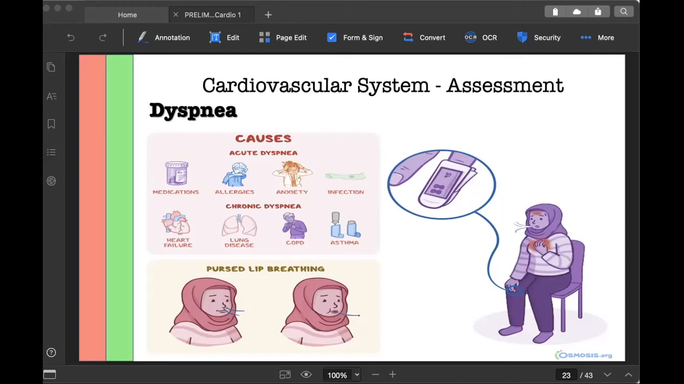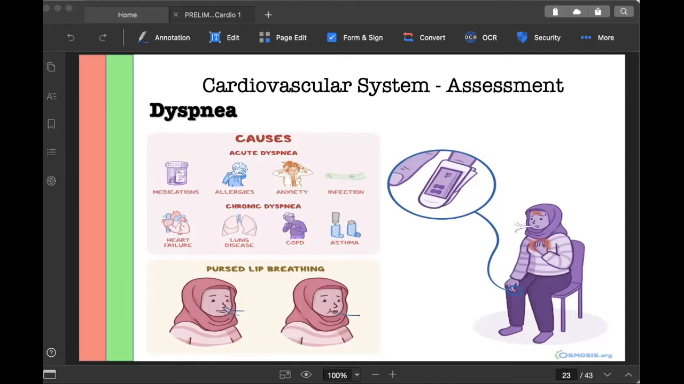Anxiety can lead to shortness of breath, okay? And another thing is infection. So what we're going to do here is, as much as possible, make our clients relax and do pursed lip breathing so that their muscles will relax as well and the proper inhalation and exhalation will be done.